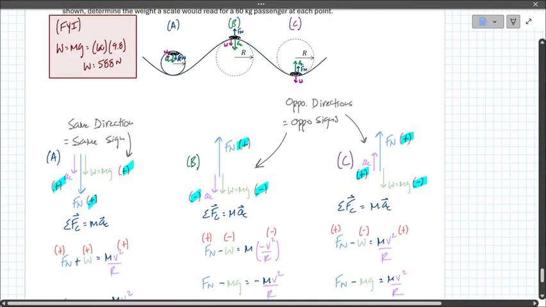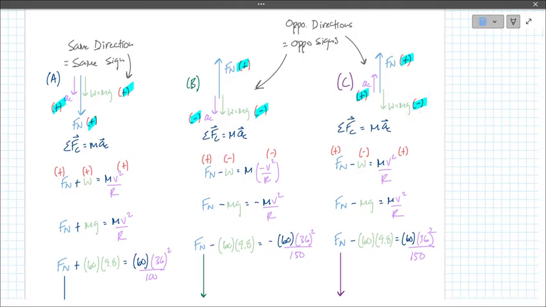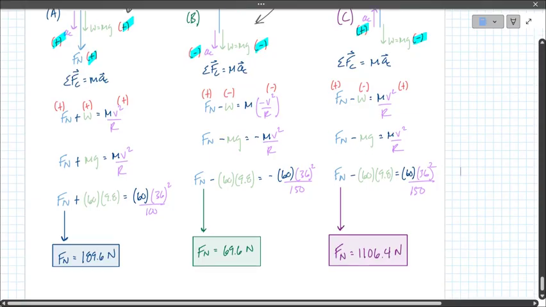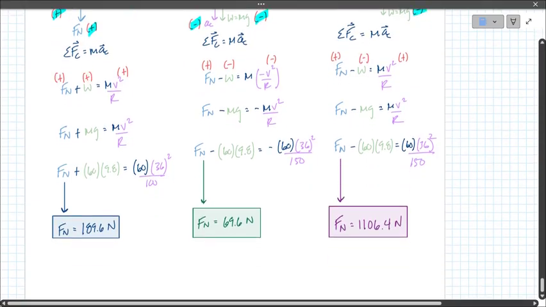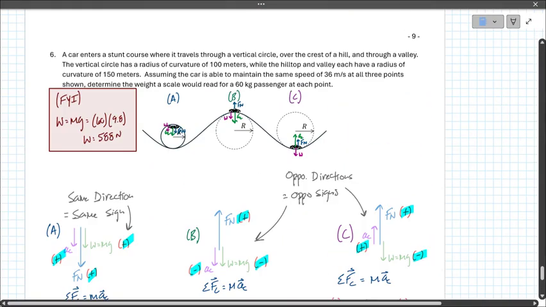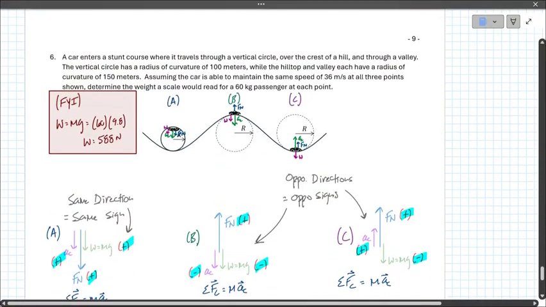And then at the bottom of the valley there, again, we've got our normal force going up, acceleration going up, same sign for those two. Weight is the opposite way, so the opposite sign. So normal force, weight, and acceleration all have their signs attributed to them correctly now. W is equal to mg. Again, substitutions, plug them in, let them go. And we get a much bigger number on the scale there, bigger than our actual weight, almost double, actually. So there you go. Now that's important.